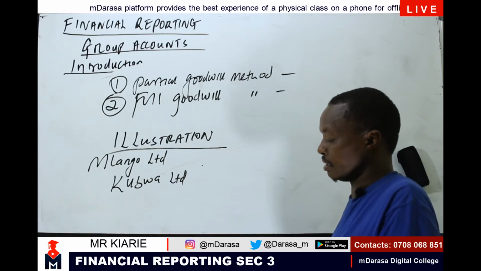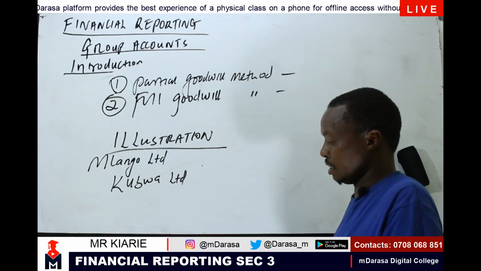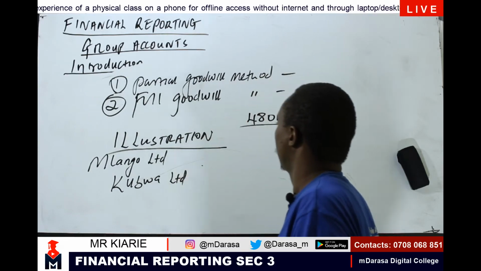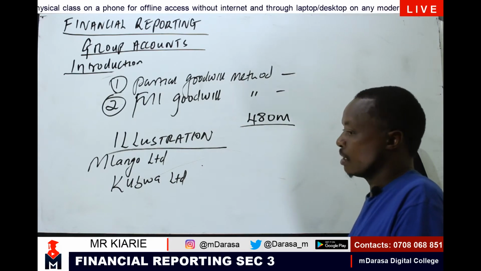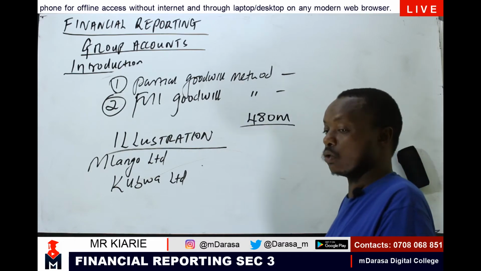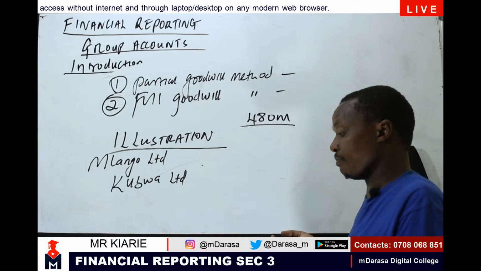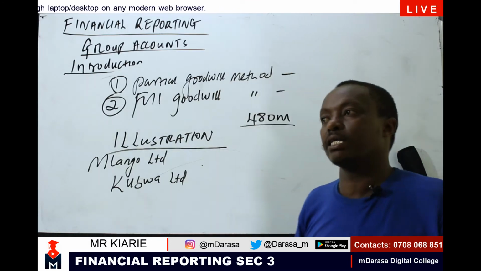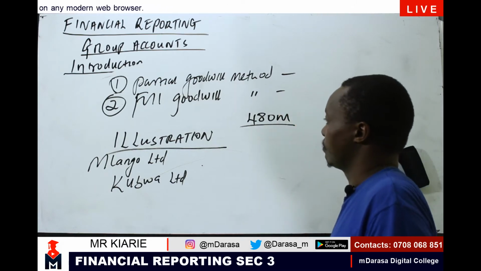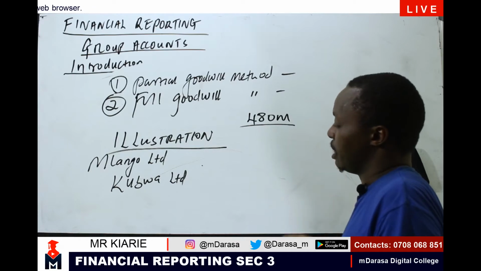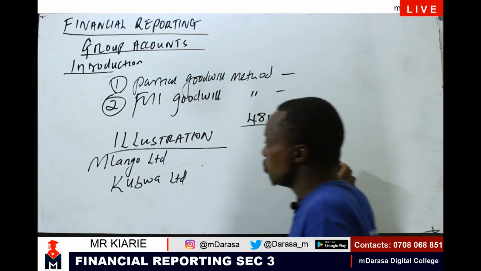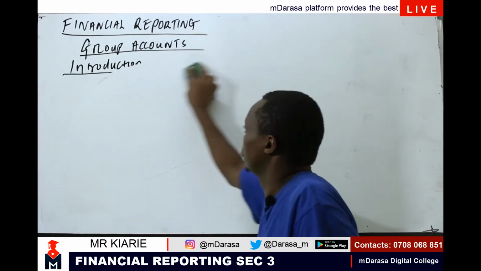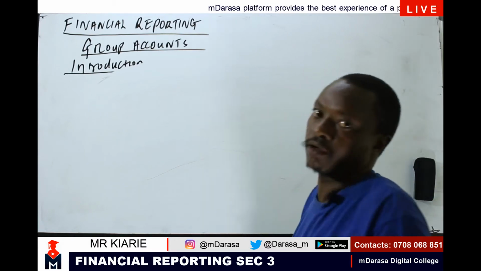For 480 million shillings. Full stop. At the date of acquisition, the net assets of Kubwa Limited stood at shillings 500 million.